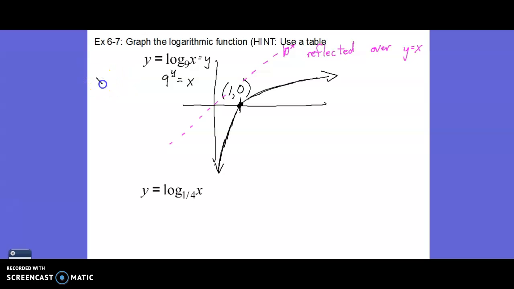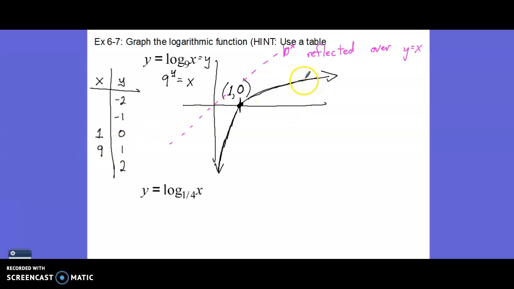So when I make an xy chart, making a table, it actually makes more sense to plug in values for y: -2, -1, 0, 1, and 2, and start to actually investigate that 9 to the 0 power is equal to 1. That's something we've already established. That's why we have the ordered pair (1, 0) for the log function. If I plugged in 1 for y, 9 to the first power equals 9.